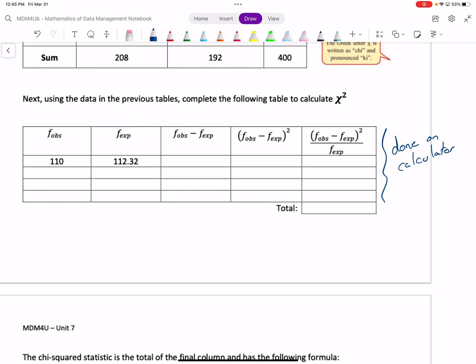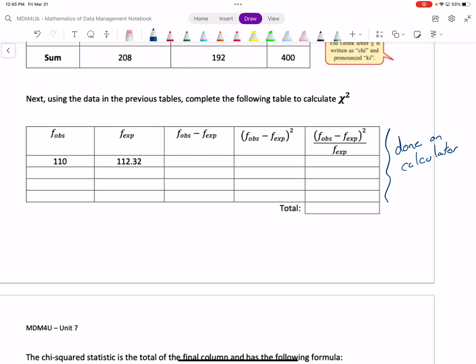What we want to do is, as a whole, look at all of the observed frequencies from that original table. So I'm just going to write them in. And I'm going to take the expected frequencies, the ones that we calculated. And I'm going to look at the difference between them as a whole.